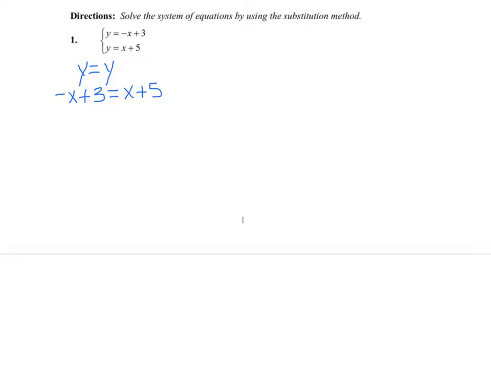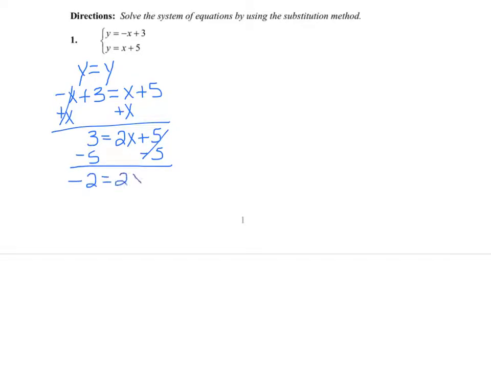Your first step is to undo your smaller variable, so you're going to add x to both sides. Those cancel. So we have 3 equals x plus x, which is 2x, plus 5. Because we have a 2-step equation, you want to subtract 5 from both sides. The 5's cancel. So we have 3 minus 5 is negative 2 equals 2x. Our last step, you want to get x by itself, so divide by 2. Negative 2 divided by a positive 2 equals negative 1. So we know x equals negative 1.